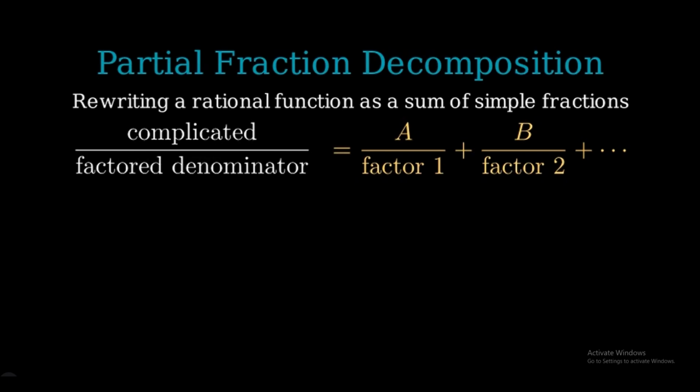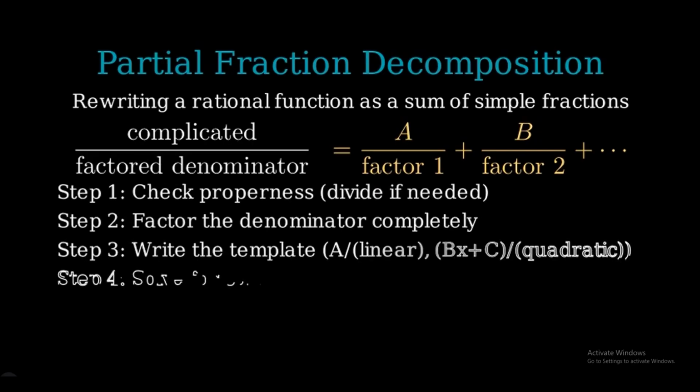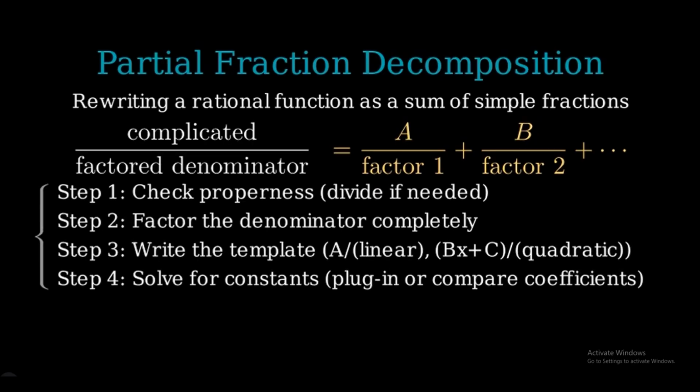On the left, a single big fraction. On the right, a few simpler fractions added together. The denominators on the right are simple building blocks, like linear factors or irreducible quadratics. The four-step plan for partial fractions is as follows.